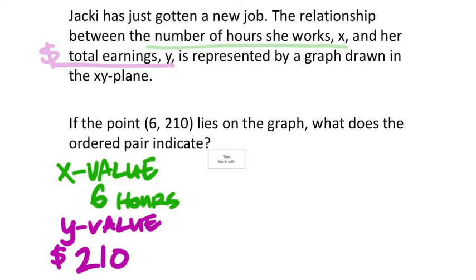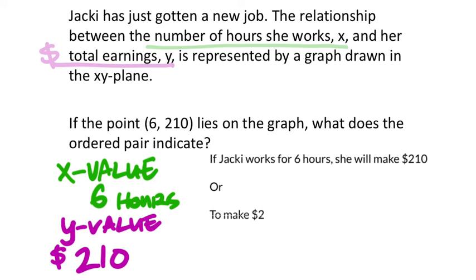Now that would be good enough, but I'm going to be a little bit more specific on this by writing some sentences. So just the way that I have these ordered, it means if Jackie works for 6 hours, she will make $210. Or if for some reason you wanted to rewrite this, you could say to make $210, Jackie will have to work 6 hours, okay? Both those say exactly the same thing, they're just saying it in a different order, that's all. And of course, there's other ways to represent those, but hopefully that's good enough for now.